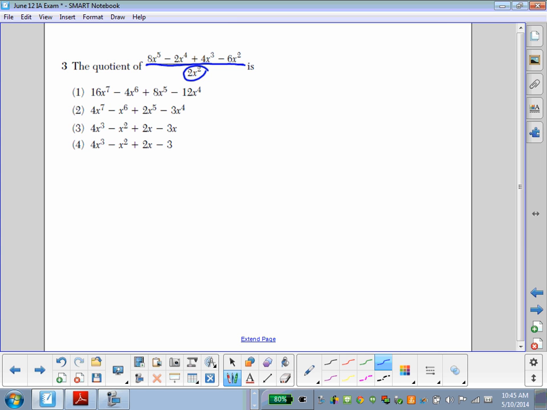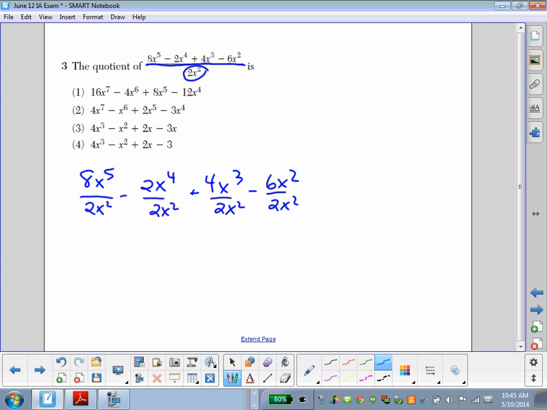Some teachers will write every part divided by the 2x squared. So some teachers will write 8x to the 5th over 2x squared minus 2x to the 4th over 2x squared plus 4x to the 3rd over 2x squared minus 6x squared over 2x squared.